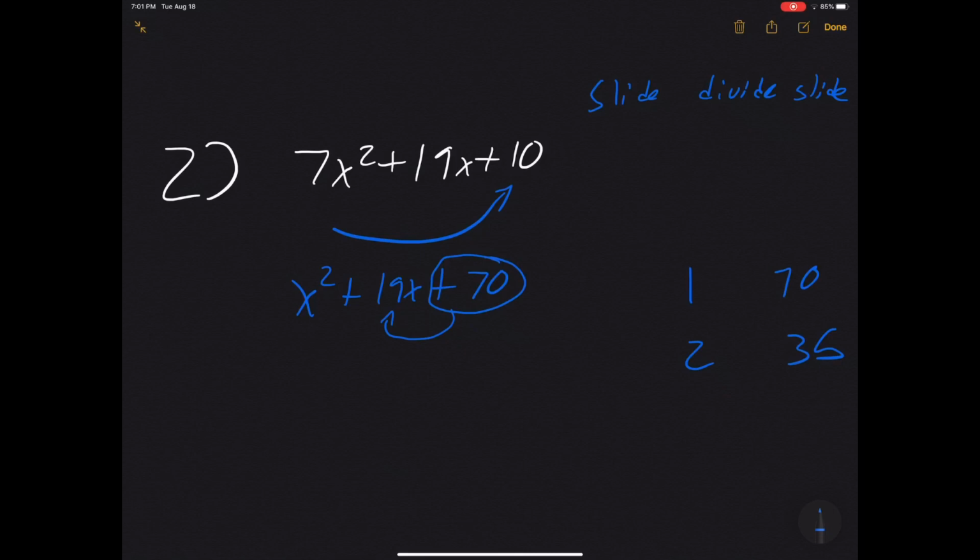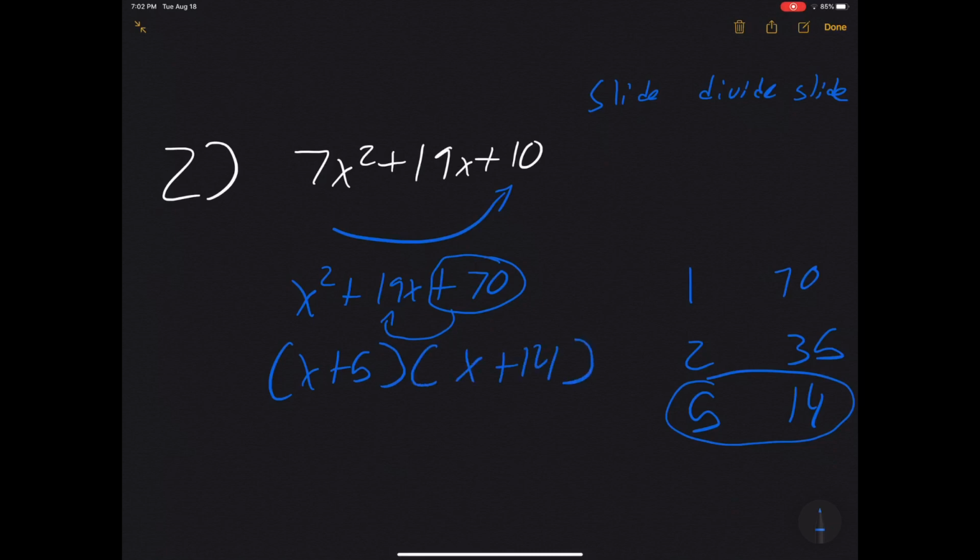3 is not a factor of 70. Is 4 a factor of 70? It's not. Is 5 a factor of 70? 5 and 14, and we found our answer. Once we have two numbers that add up to 19, it is x plus 5, x plus 14, because we have all plus signs. Now I need to take the 7 that I slid and divide it. The first term stays the same, x plus 5 over 7. The second term, 14 over 7, gives me a 2.